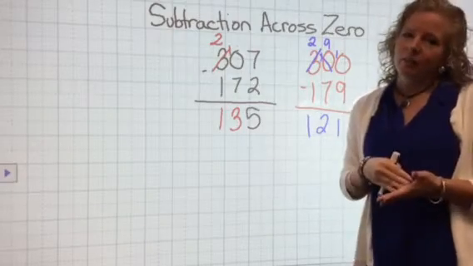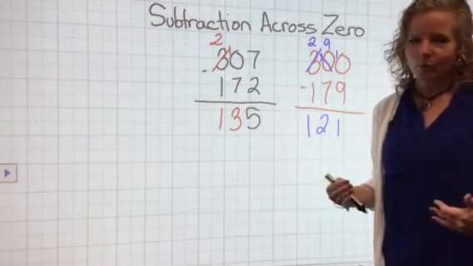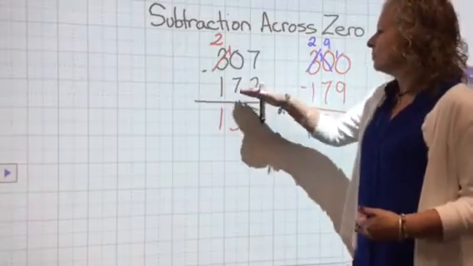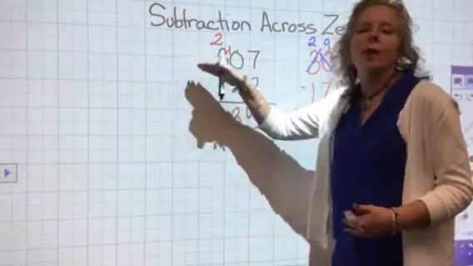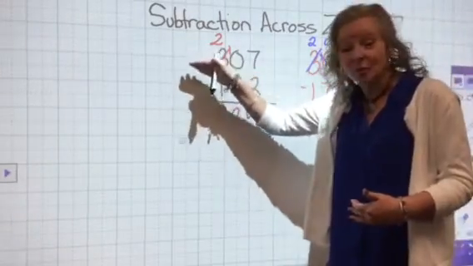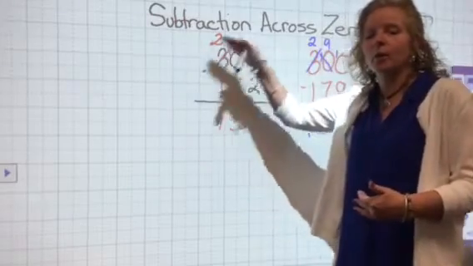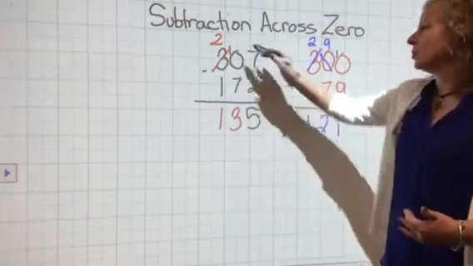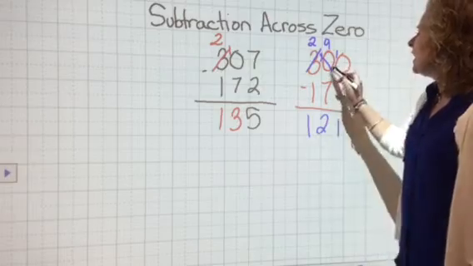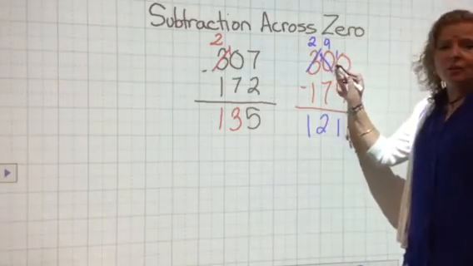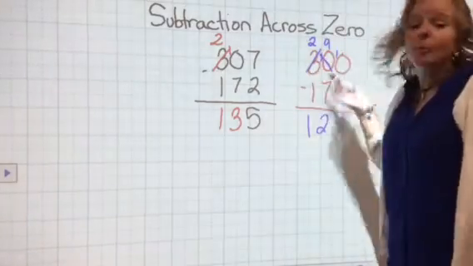Subtracting across 0, it's the same idea that we've been working with, where when there's more on the floor, you go next door. And then we steal from our neighbor. We take from our neighbor and bring it over to where we need it. This is a little bit trickier if you have 2 zeros in a row. You go to the neighbor who has something.